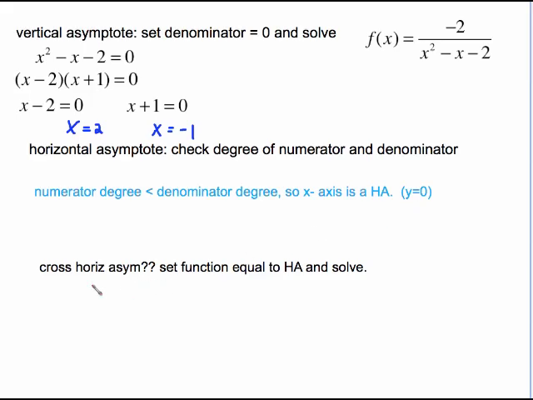To check to see if our curve will cross the horizontal asymptote, we're going to set the function equal to this horizontal asymptote and solve. If we set this equal to 0, cross multiply, whatever you want to do, you end up with 0 equals negative 2, which is nonsensical. Therefore, it does not cross the horizontal asymptote. The only way it's going to cross the horizontal asymptote is if you end up with something here like x equals negative 2. That would tell you it crossed.